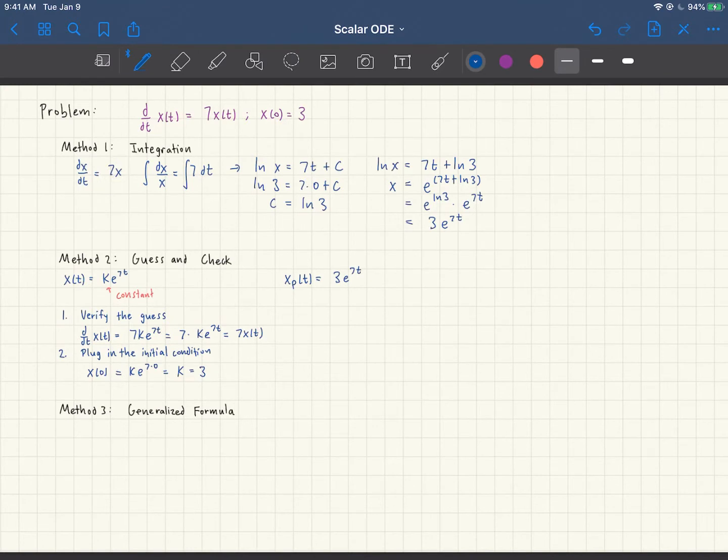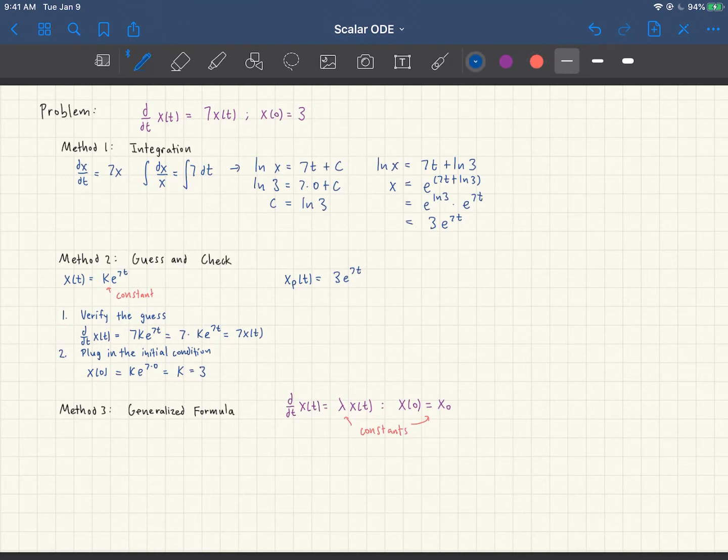Now I'm going to come up with a generalized formula for any differential equation of the form the derivative of x of t is equal to lambda x of t with an initial condition x of 0 is equal to x sub 0. And remember that lambda and x sub 0 are both constants.